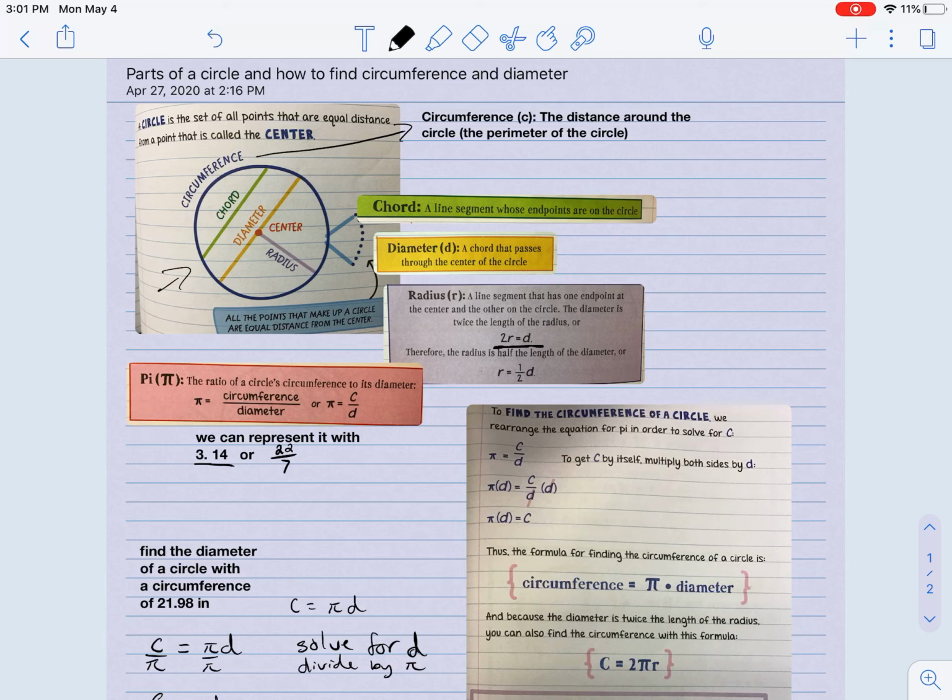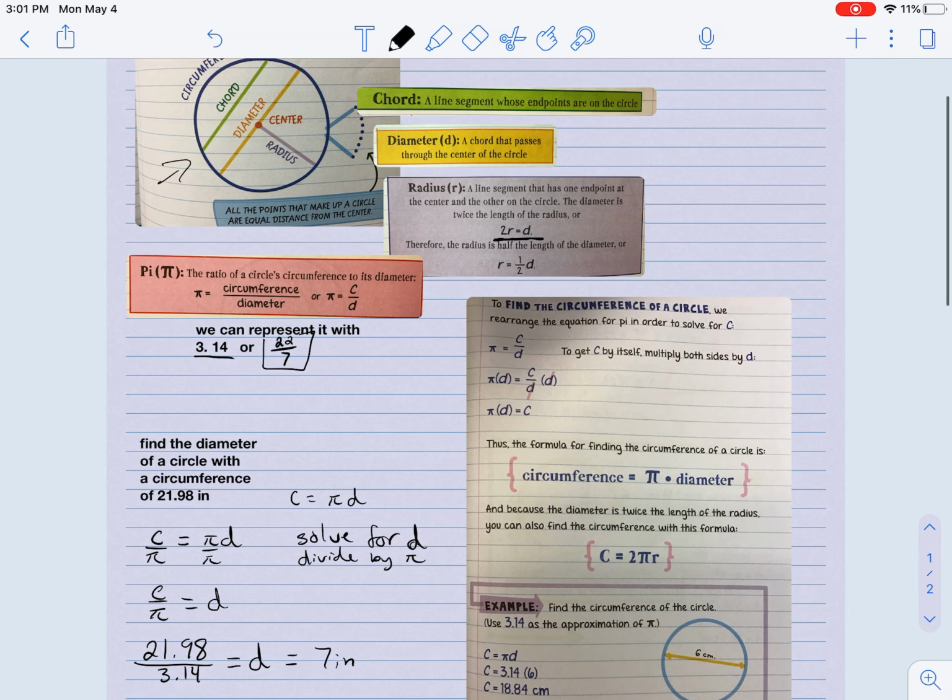When we're doing multiplications, you can use the symbol pi, or in a lot of the assignments I have, you're going to be just using 3.14 to represent pi. Also 22/7 is another number that gets you close to that pi value. So what we want to do is find the circumference of a circle given the diameter or the radius, and also find the diameter or radius from a given circumference of a circle.